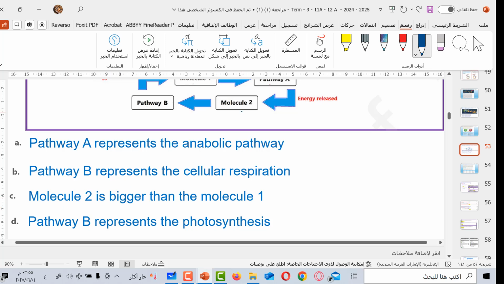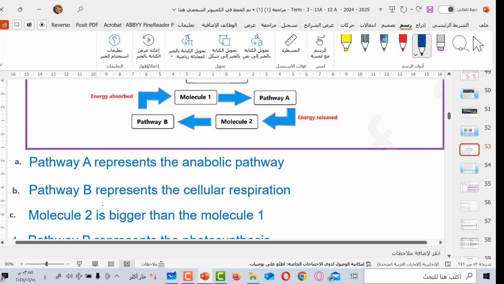Molecule 2 is... no. Pathway B represents cell respiration. No, cell respiration is taking energy to give us this molecule. No, this statement is wrong. Okay, pathway A represents the anabolic pathway.